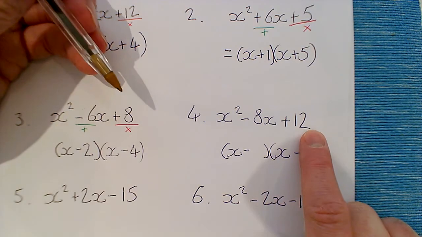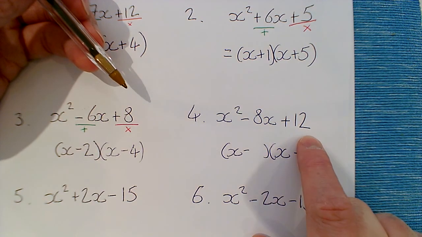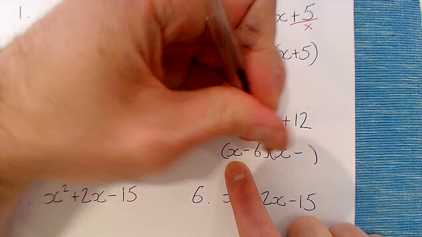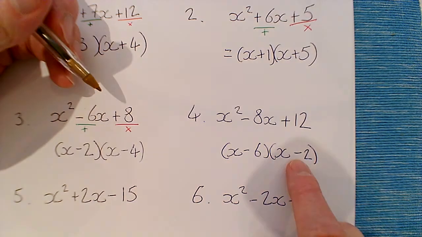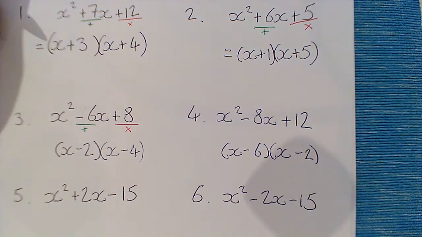Think about the pairs that multiply to make 12, do any of them add up to 8? Well, we could use 6 and 2. So we'll have x minus 6 and x minus 2, because the minus 6 minus 2 makes minus 8, minus 6 times 2 makes the positive 12.